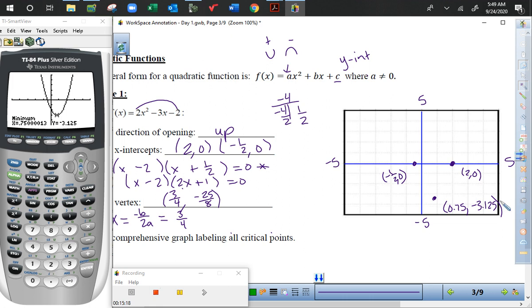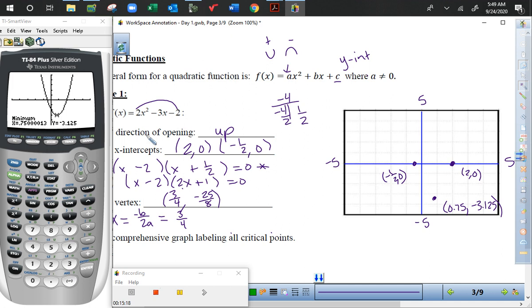Last thing we want to do is just go ahead and connect our curve. Looks like we're missing one place when I try to connect these. It crosses over the y-axis here, so we have a y-intercept. Remember from your equation, it's just whatever your constant is. So ours is at -2.